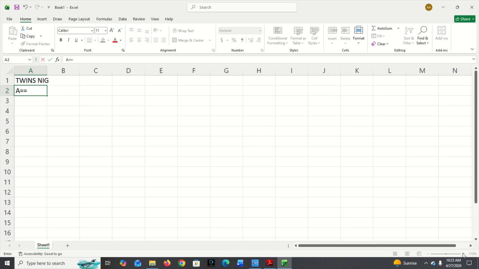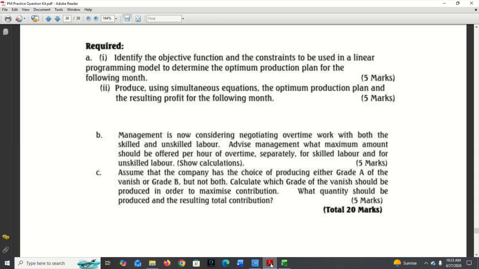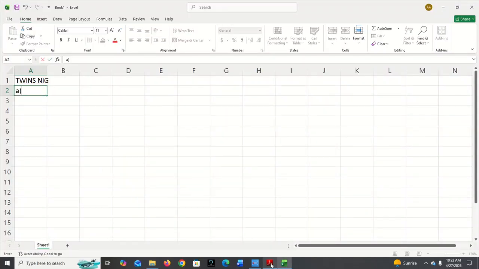Let me check what the question specifically asked for. What's the A part of the question? Okay, identify the objective function and constraints. So we have objective function and constraints. So let's go and solve that.